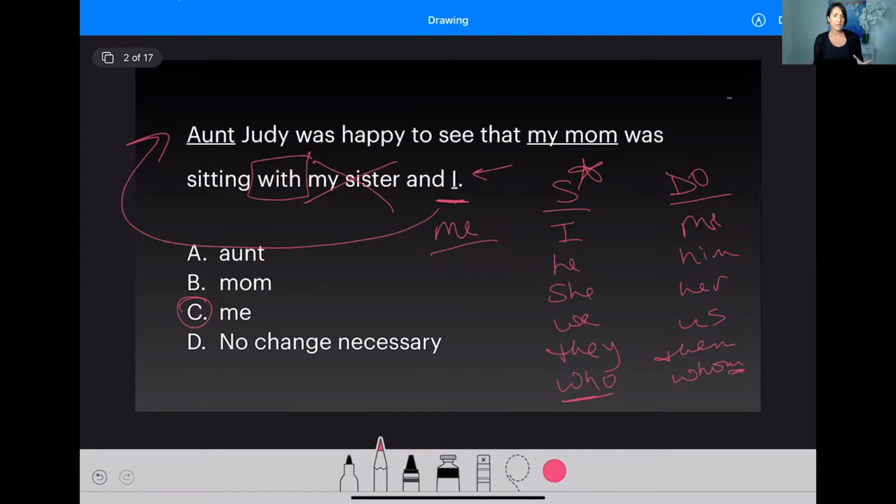So slow down when you see something like this. If you see "I" at the end of a sentence, slow down. They're testing you on your subject pronouns versus direct object pronouns, and never make this mistake again. You will hear it all the time after today, trust me.